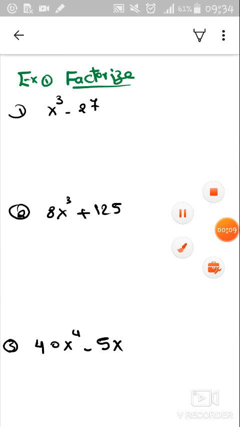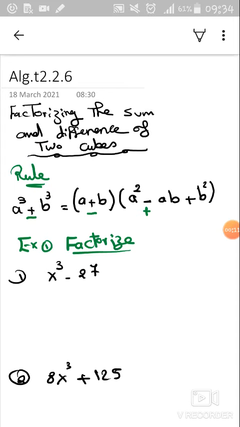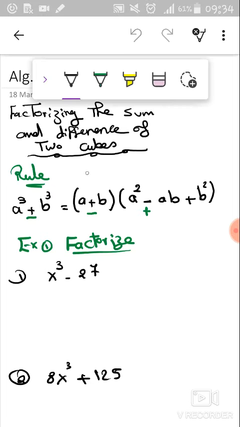Today we are going to talk about factorizing the sum and the difference of two cubes. First of all, we have to know the form of this expression: it consists of two terms, between them is addition or subtraction. The first term should have a cubic root and the second term should have a cubic root.